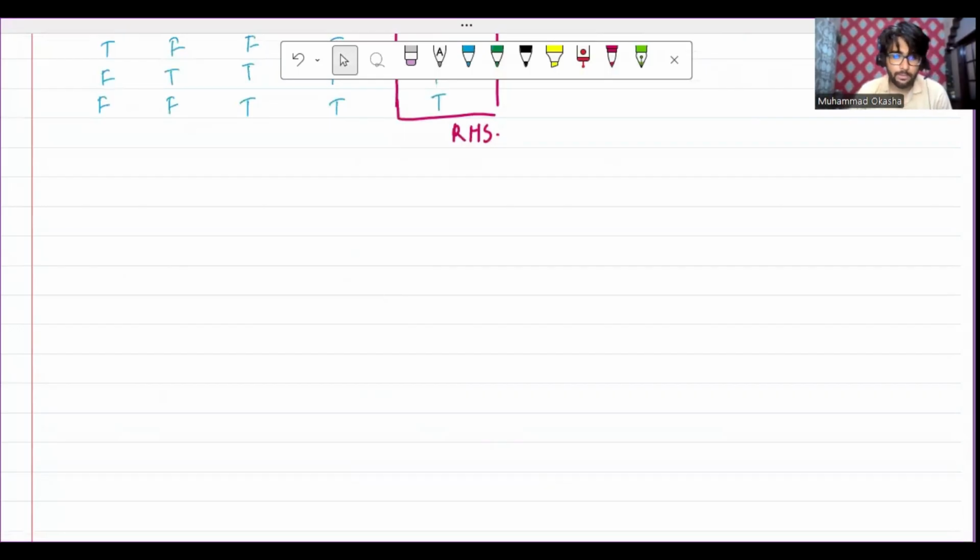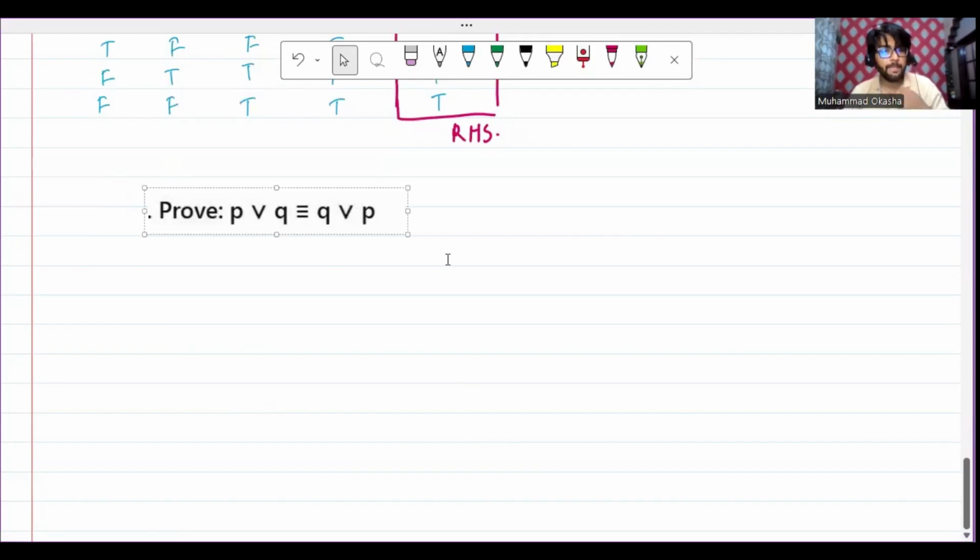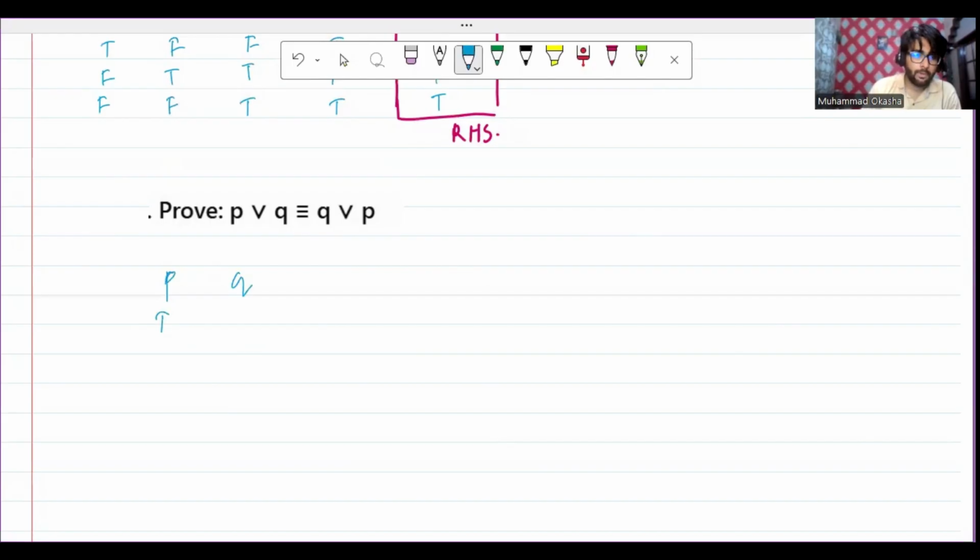Let's do one more logical equivalency. This one is very, very simple though, but let's do it anyway. Let's prove P disjunction Q is logically equivalent to Q disjunction P. Very, very simple. First of all, I'll write P and I'll write Q. So true, true, true, false, false, true, and false, false.